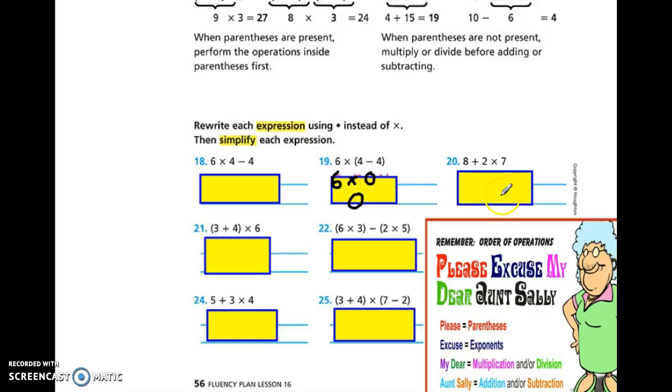All right, I'm going to go ahead and let you try this one on your own. Okay, I have my please excuse my dear Aunt Sally little cheat sheet here for you. And I'll kind of go through each one. So go ahead and try it. Let's see how you do, and then we'll talk through it.